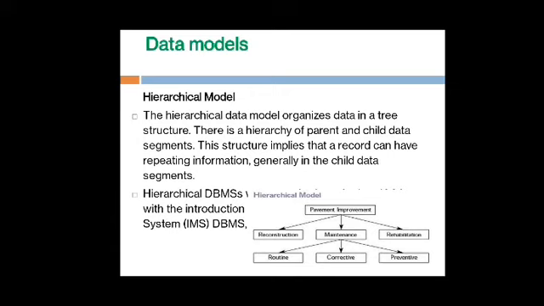Now the data model. First is the basic type of data model, the hierarchical model. In this model, data is organized in a tree structure. There is a hierarchy of parent and child data segments. This structure implies that a record can have repeating information, generally in child data segments. So this is the diagram. In this diagram, improvement, reconstruction, maintenance and rehabilitation are the types of improvement, and maintenance is also divided into three terms: routine, corrective and preventive.